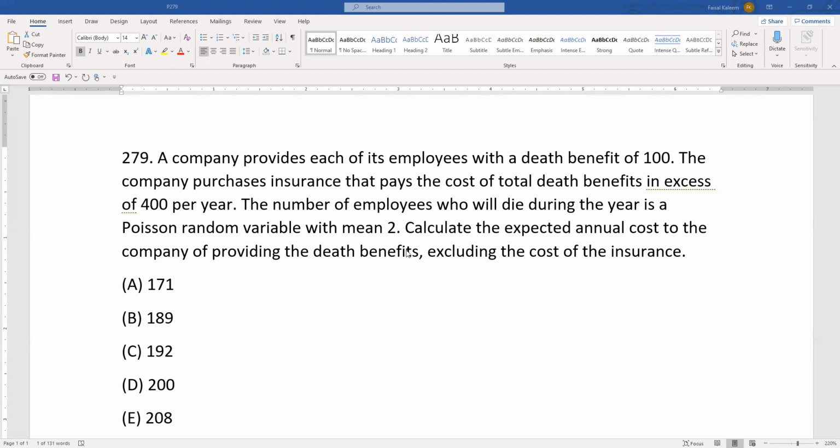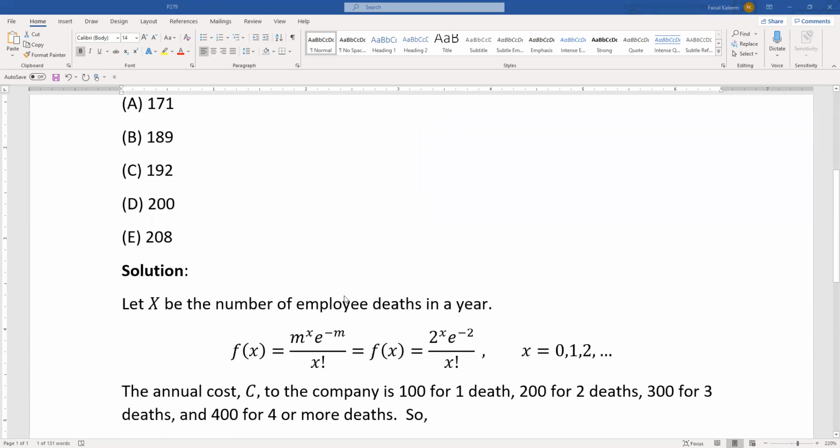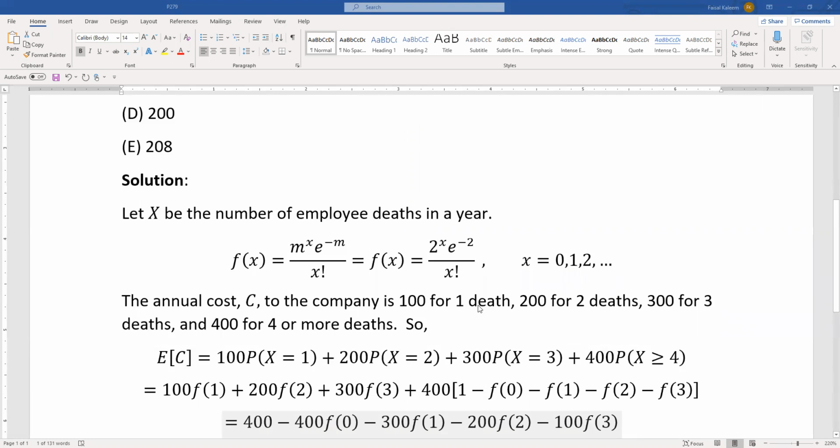So if X is the number of deaths per year, then since that's Poisson, the probability function is m power x e power negative m over x factorial, and the mean is given to be 2, so 2 power x e power negative 2 over x factorial. And if C is the annual cost to the company, then as we said, it'd be 100 for 1 death, 200 for 2 deaths, 300 for 3 deaths, and 400 for 4 or more deaths. Because more than 4, the company doesn't pay anything extra.